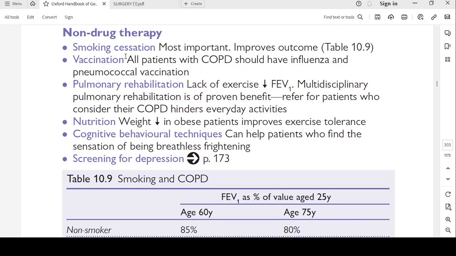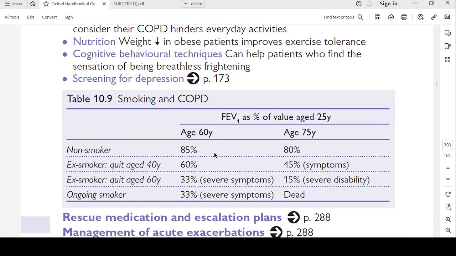All patients with COPD should have an influenza and pneumococcal vaccination. Pulmonary rehabilitation: lack of exercise decreases the forced expiratory volume in 1 second. Multidisciplinary pulmonary rehabilitation is often proven of benefit. Refer patients who consider that their COPD hinders everyday activities. Nutrition: weight loss in obese patients improves exercise tolerance. Cognitive behavioral therapies can help patients who find the sensation of being breathless frightening. Screening for depression: you have to do screening.